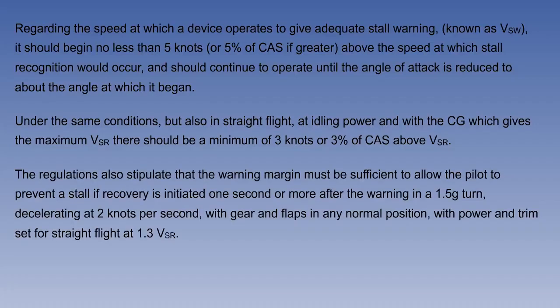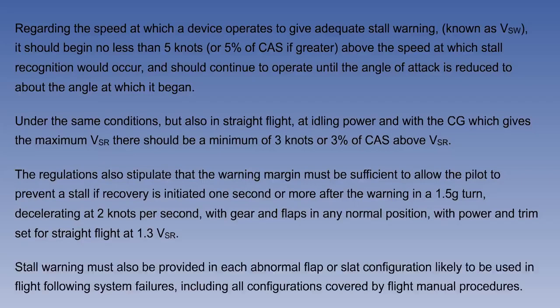The regulations also stipulate that the warning margin must be sufficient to allow the pilot to prevent a stall if recovery is initiated 1 second or more after the warning in a 1.5 G turn, decelerating at 2 knots per second, with gear and flaps in any normal position, and with power and trim set for straight flight at 1.3 VSR. Finally, stall warning must also be provided in each abnormal flap or slat configuration likely to be used in flight following system failures, including all configurations covered by flight manual procedures.